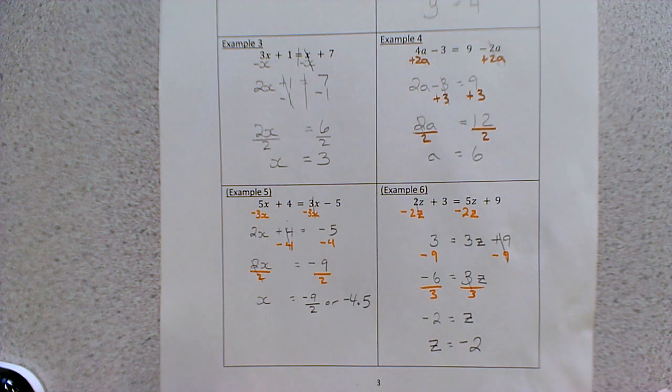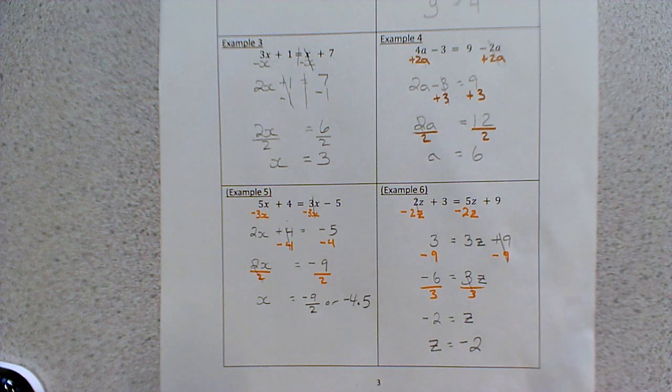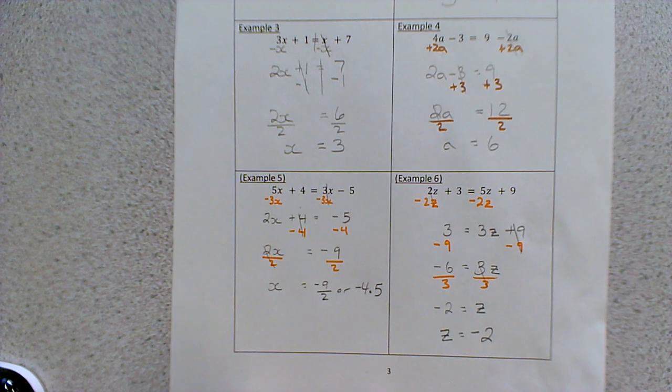Here are our answers. So if we look at question 4, or example 4, we were doing the opposite of taking away 2a, which was adding 2a. So we're going to add 2a to both sides. And then we would just solve as normal. We get a equals 6. Now if we look at example 5, same thing, we're going to start by taking away or subtracting 3x from both sides. And then you notice your answer is negative 9 over 2. Now you can leave it as negative 9 over 2, or you can divide that and it's negative 4.5.